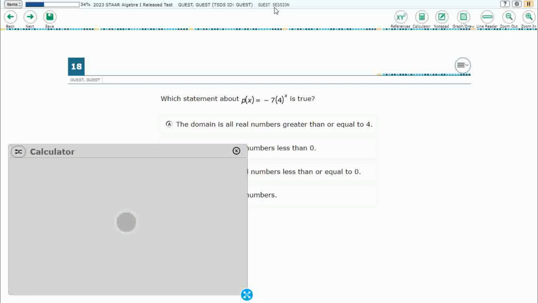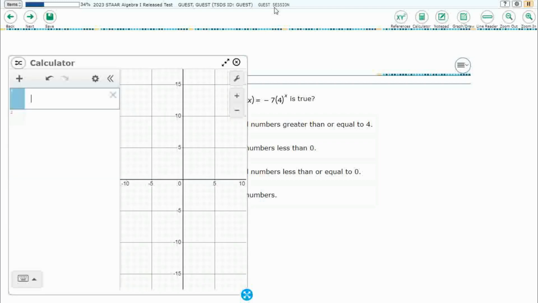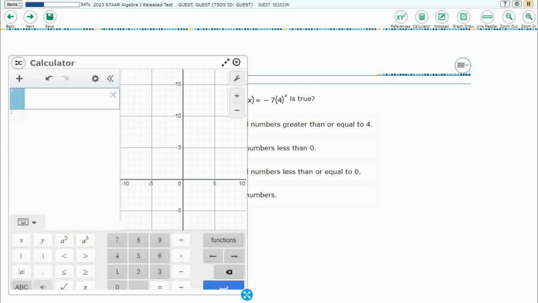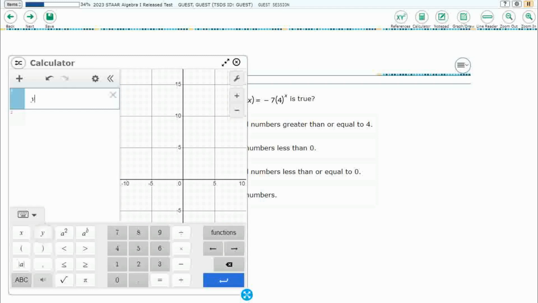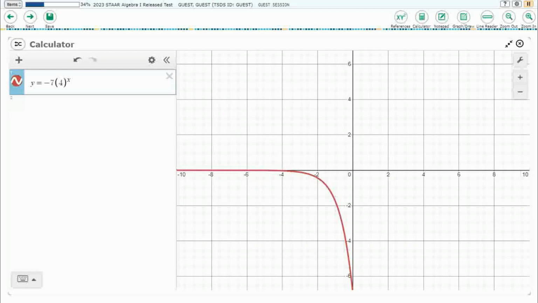And let's see what we can find, because we're going to be able to eyeball it here. I'm just going to substitute y for p of x, so negative 7 x, actually the negative 7 is not, there we go. I would have messed it up. Let's make that a 4 to the x power. Okay. Let's see what we've got.